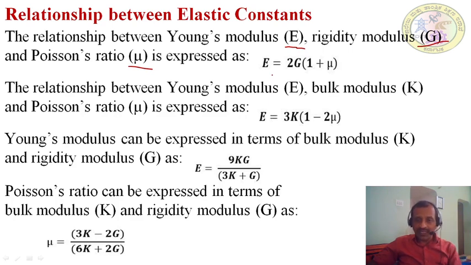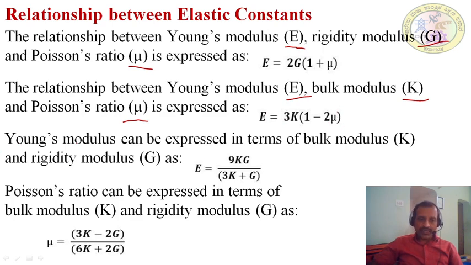It is clearly mentioned in the syllabus. Just remember the relation between the elastic constants. This is the first relation between the elastic constants. The second one is the relation between Young's modulus E, bulk modulus K, and the Poisson's ratio mu. So that is given by E is equal to 3K(1 minus 2 mu).